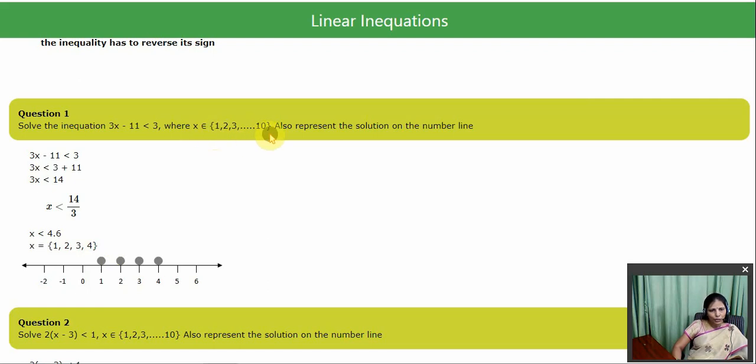So from this 1 to 10 we need to pick. So what are all the numbers which are less than 4.6? So it is 1, 2, 3, 4. So that will be the solution for this inequality. That's what is written here. X is equal to, you need to represent in the set bracket. So 1, 2, 3, 4.